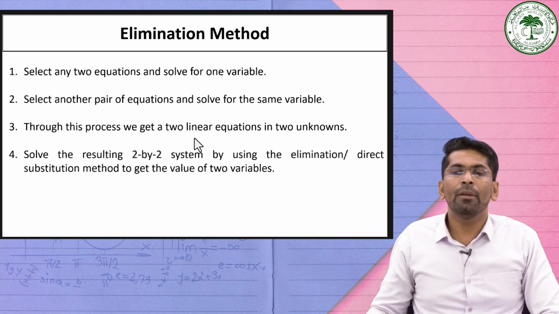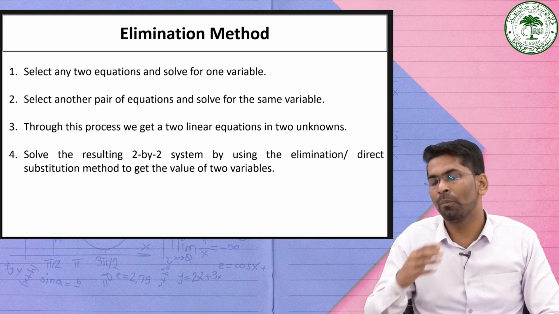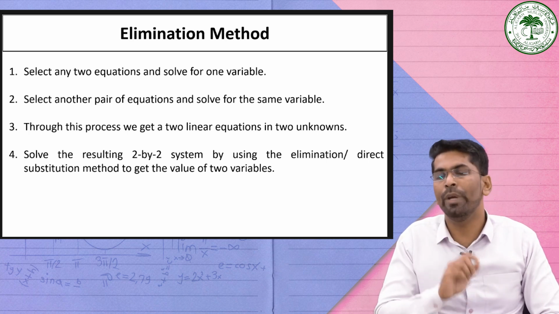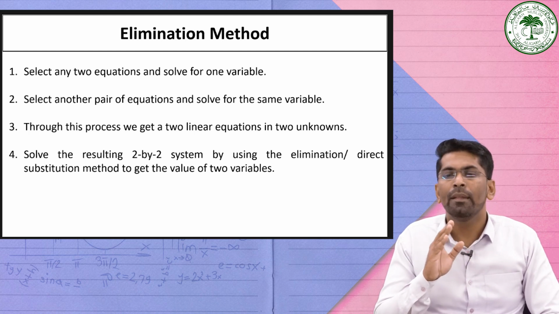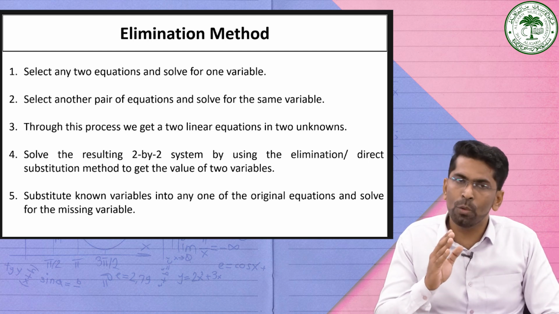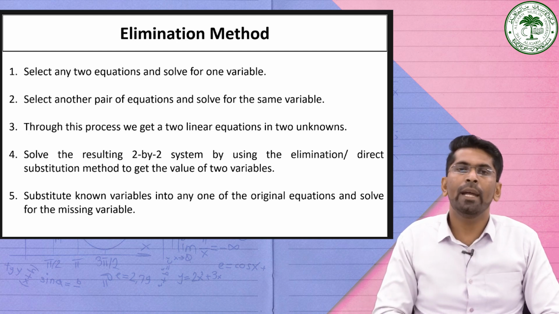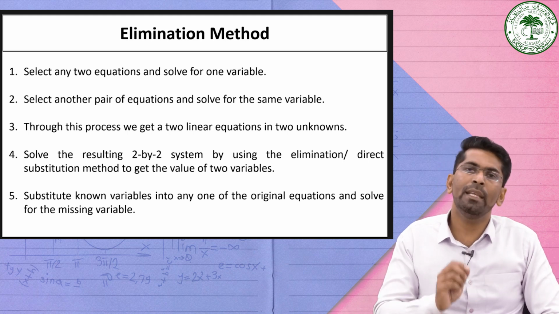Once we get two linear equations with two variables, we can solve them using the 2 by 2 system, by the elimination method or direct substitution method, to get the values of the two variables. Once the values of two variables are estimated, finally we substitute the known values into any one of the original equations so that we can also find the missing variable. In this way, we can solve the system of linear equations with three variables by using the elimination method.